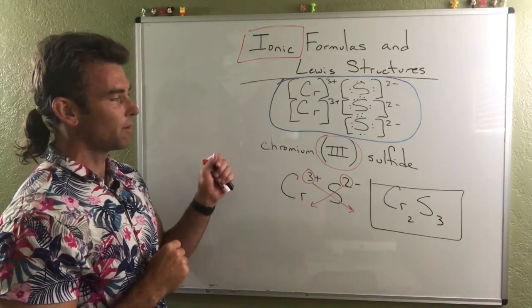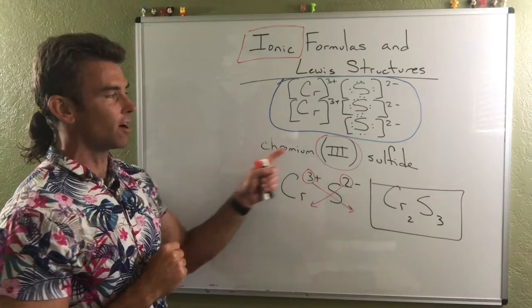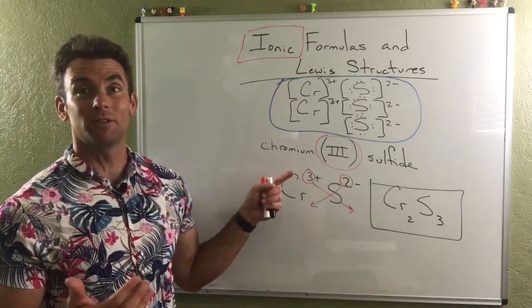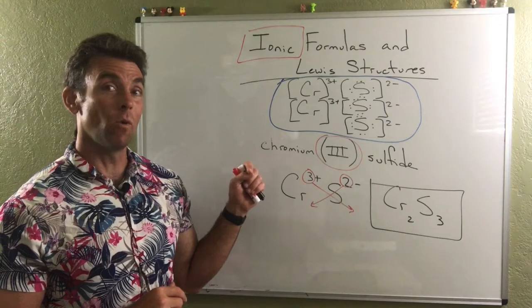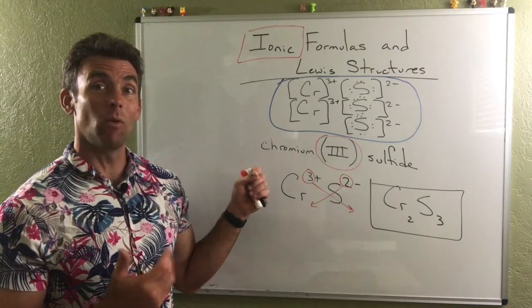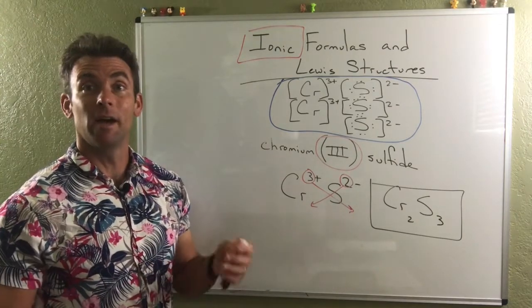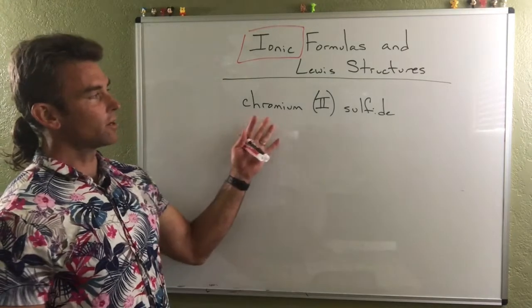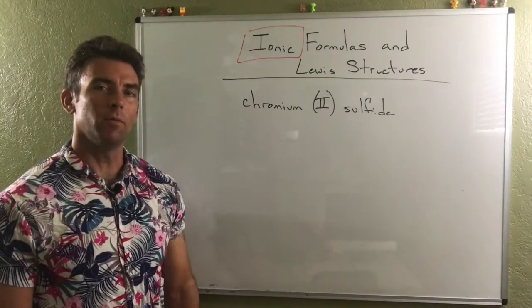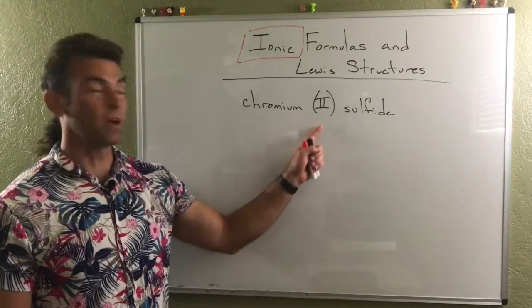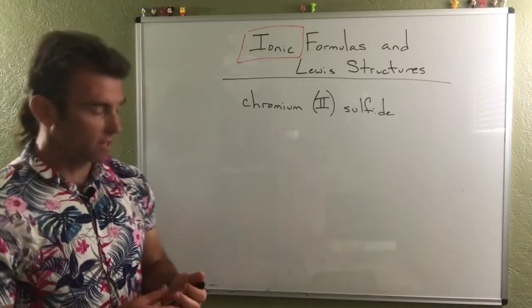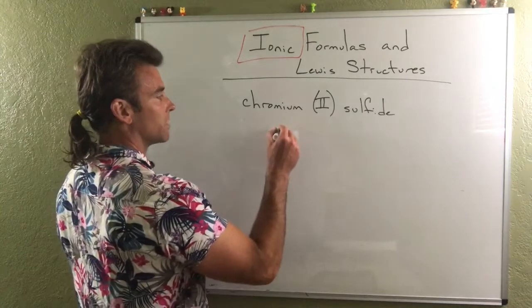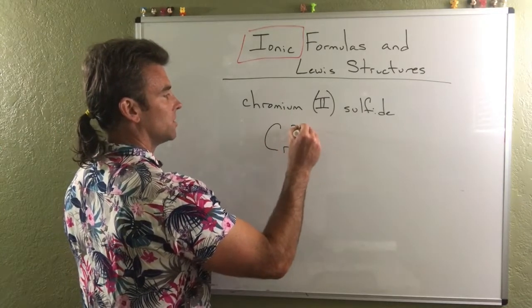Probably what we should talk about is, what if the other really popular charge of chromium is a 2? What would that formula look like? What would that Lewis structure look like? Bear with me for a second. The other charge state of chromium is a chromium with a 2+ charge, indicated by that Roman numeral. So let's see what that does to our formula. As you might expect, some changes will be afoot.